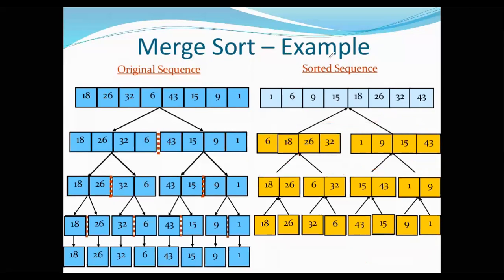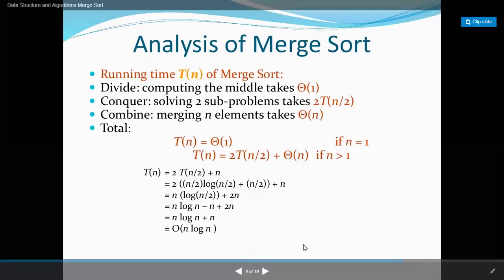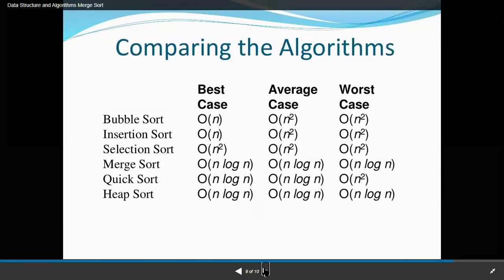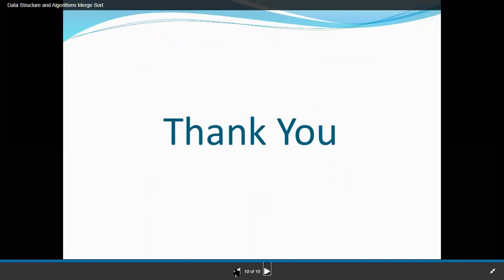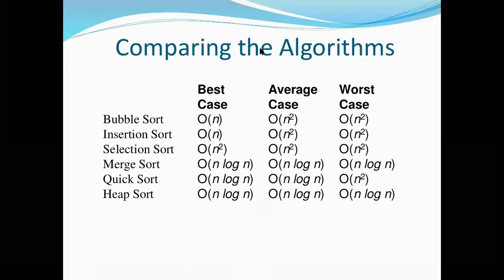So let's go back. After the calculations of time complexity, we'll have order of n log n. Combining the elements is order of n, because at every step we have to take n comparisons to merge them. So this is our analysis of merge sort. Now you can understand the difference between merge sort and other algorithms. The first thing is merge sort is time efficient, but it is not memory efficient, because you need to create a lot of arrays.